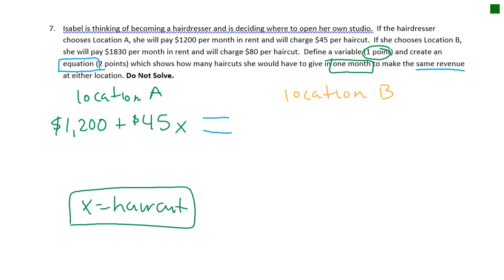All right, location B. How much is she going to be paying in rent? $1,830 plus the $80 per haircut. And we have our equation. I labeled my variable and I created my equation comparing the locations. Can you guys try number 8 for me?